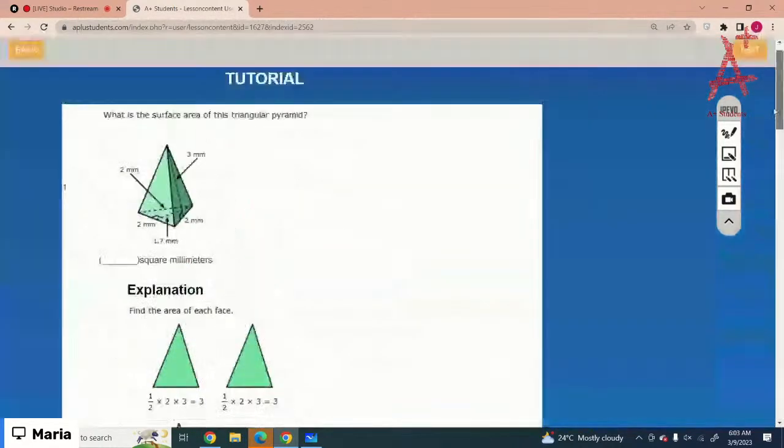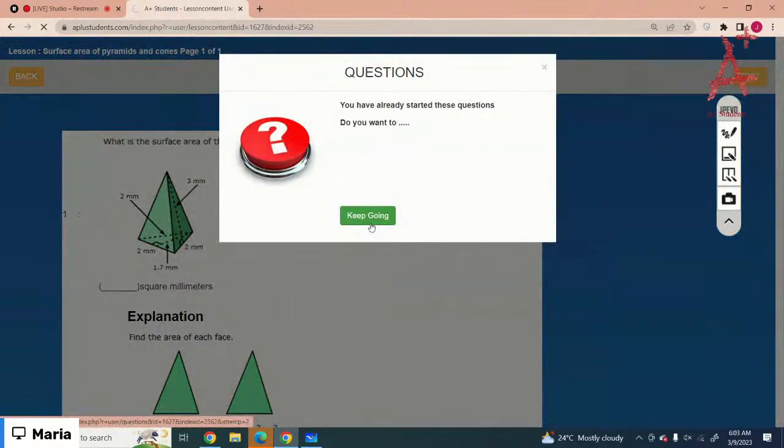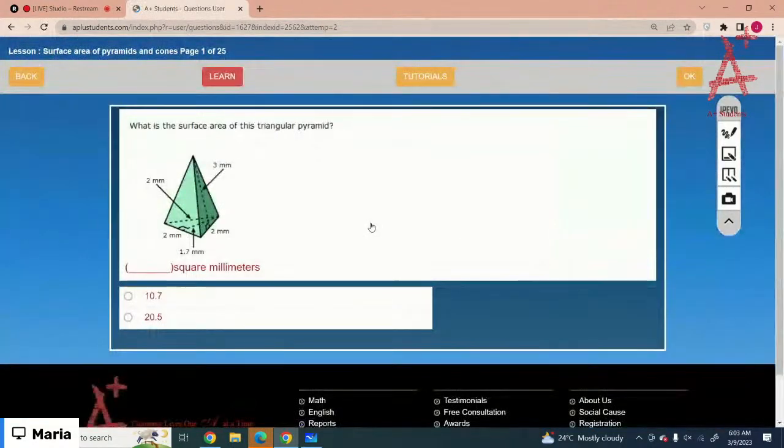Let's just start with the test questions. What is the surface area of the triangular pyramid? That's exactly the same as we did in the tutorial. So it would be 10.7. Got it?